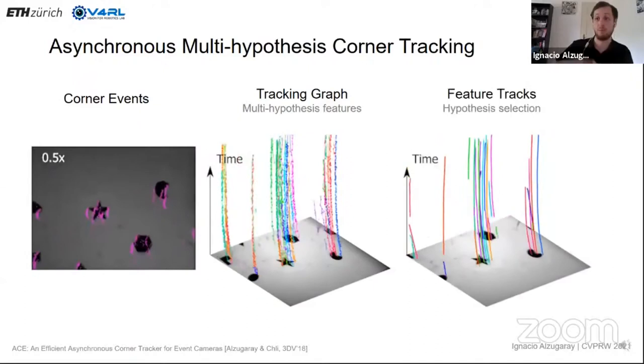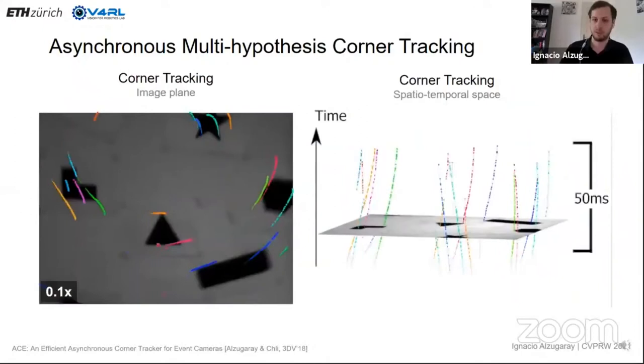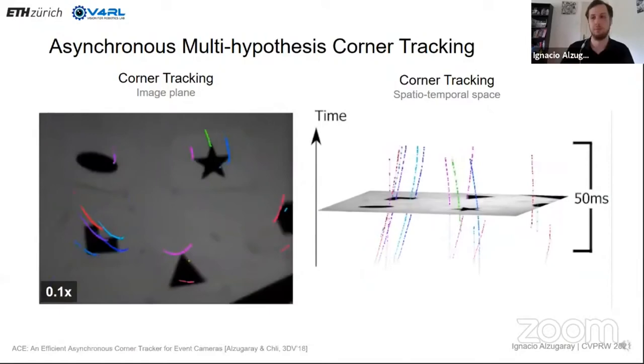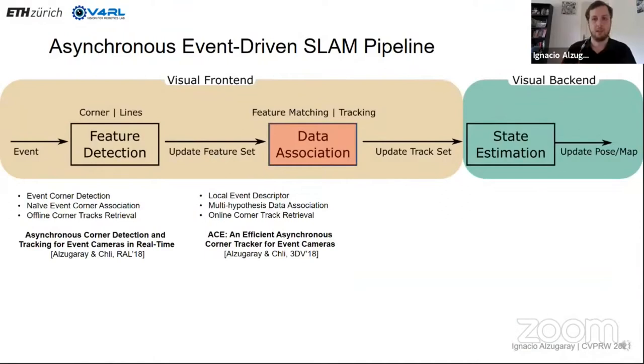From this graph, we can now process, on the fly and online, a set of tracks, checking for consistency based on the descriptor distance and so on. With this approach, we get way longer tracks than with the previous approach, just because the data association is more reliable. And if we look at the entire set of feature tracks, we can still infer the motion of the camera from this. To summarize, we have proposed a very simple local descriptor for these corner events. We have a multi-hypothesis data association approach, and we can retrieve the tracks in an online process, in contrast to the previous approach.